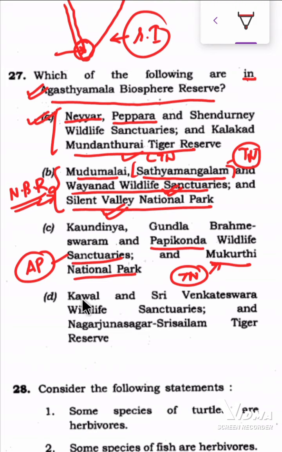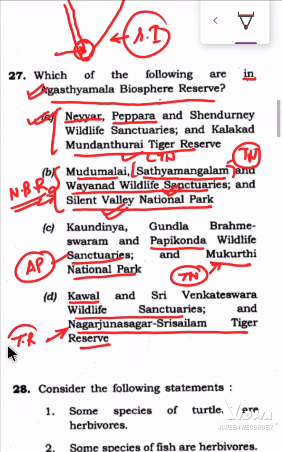And if we go to option D, that is Kawal and Sri Venkateswara Wildlife Sanctuary and Nagarjunsagar Srisailam Tiger Reserve. See, Nagarjunsagar Srisailam Tiger Reserve is the largest tiger reserve of India. And Kawal is in Telangana, and Sri Venkateswara Wildlife Sanctuary is in Andhra Pradesh.